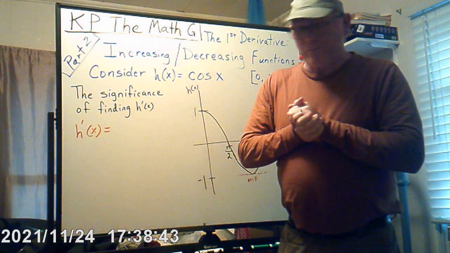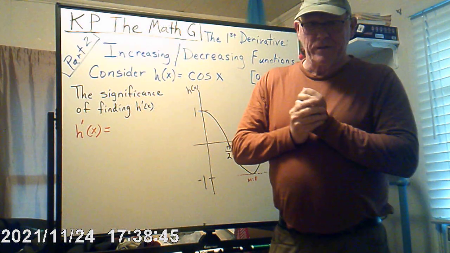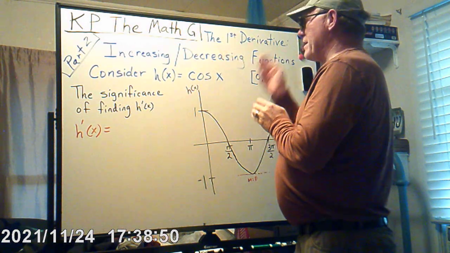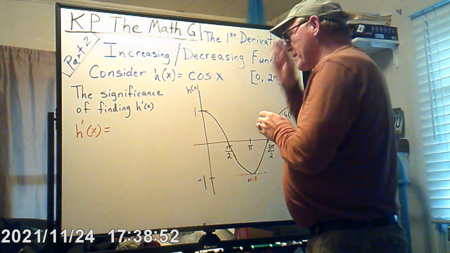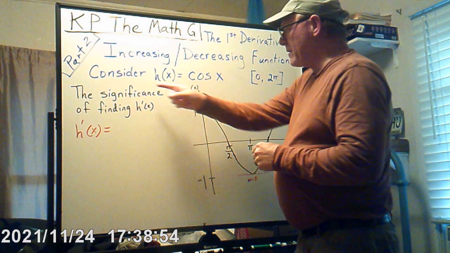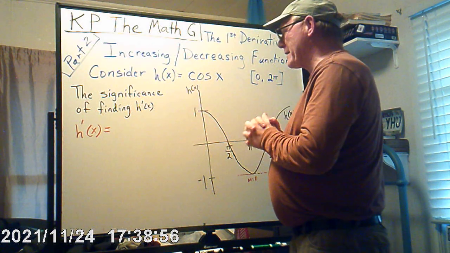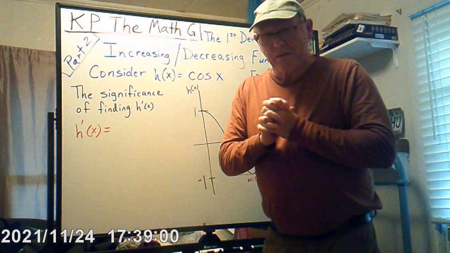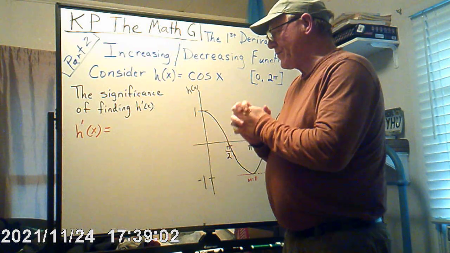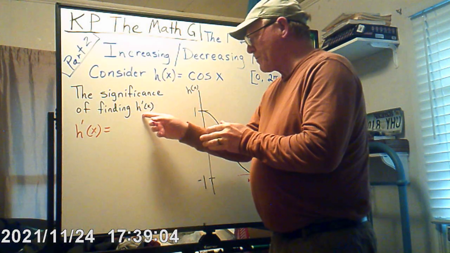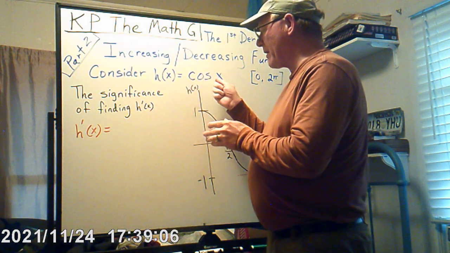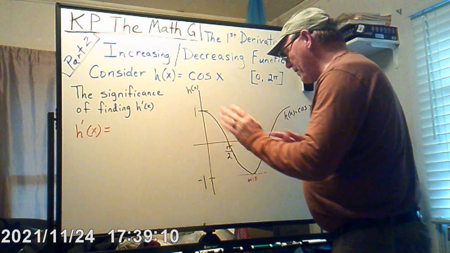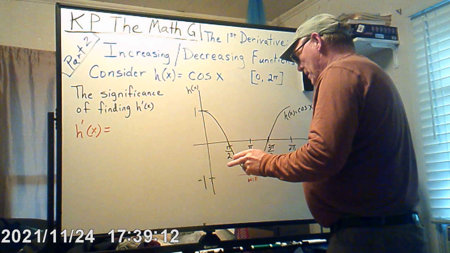I want to do a part two segment on the first derivative, increasing and decreasing functions. So I want to consider at this point h of x equals cosine x, and I want us to look at the significance of finding h prime of x, the derivative of cosine. And of course over here we have the graph of cosine.